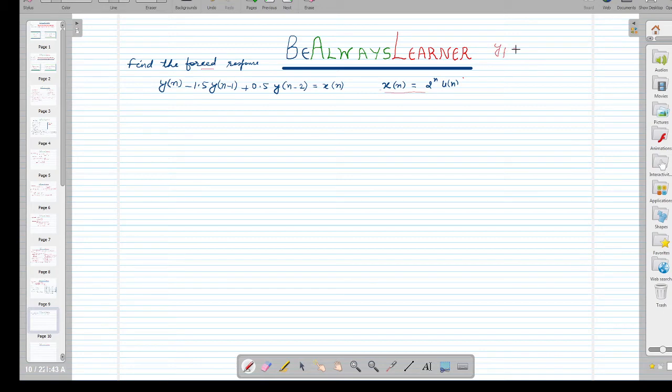The forced response is the combination of the homogeneous response and the particular solution. The forced solution will be equal to the homogeneous solution plus the particular solution.